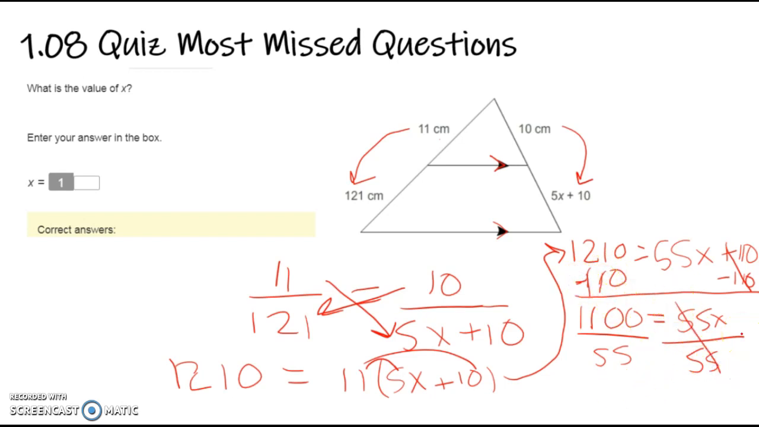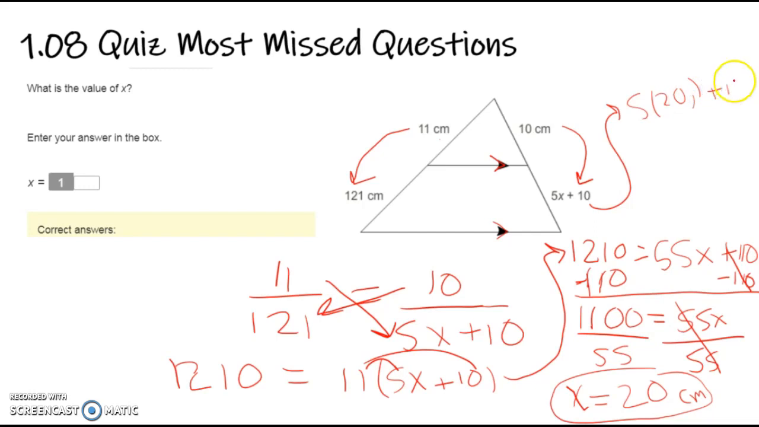And we end up with x equals, so you're going to take your 1,100 and divide by 55. And you get 20. So x equals 20. And that will be your final answer. If they had wanted, and this would be centimeters, if they had wanted to know this side length, we would simply plug that x in. We would do 5 times 20 plus 10, 100 plus 10, so 110. But they didn't ask that, so we can just leave it with x equals 20, and you're done.